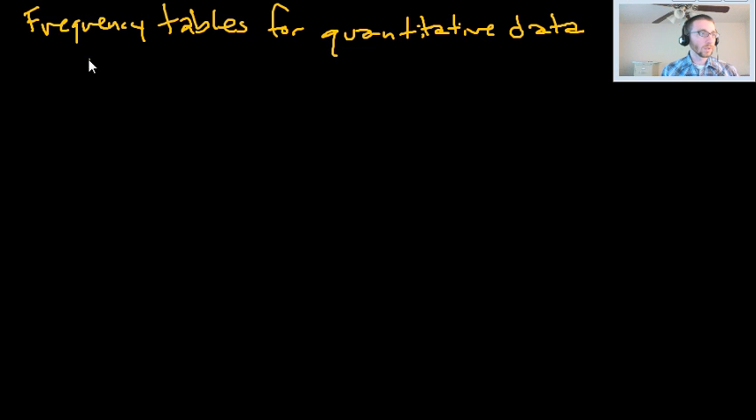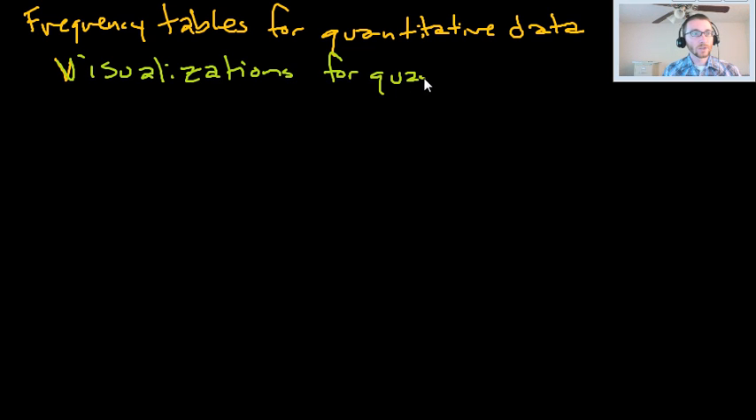Right now, we're going to start looking at visualizations for quantitative data. There are a lot of these, so we'll probably get through a few of them in this video and talk about a few more later. The first one, one of the simplest, is what's called a dot plot.